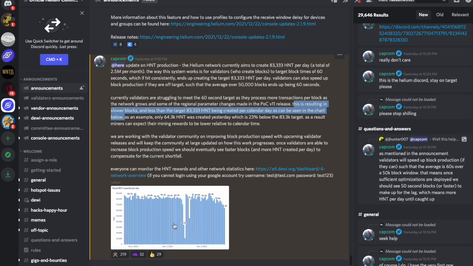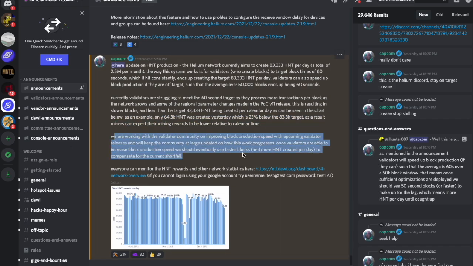That is the chart we were just looking at. As an example, only 64,300 HNT was created yesterday, which is 23% below the 83.3K target. As a result, miners can expect their mining rewards to be lower relative to calendar time. He goes on to mention that they are working on the fix.